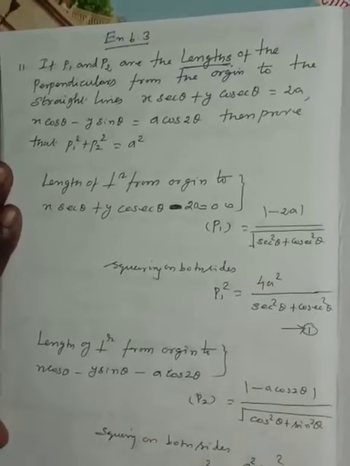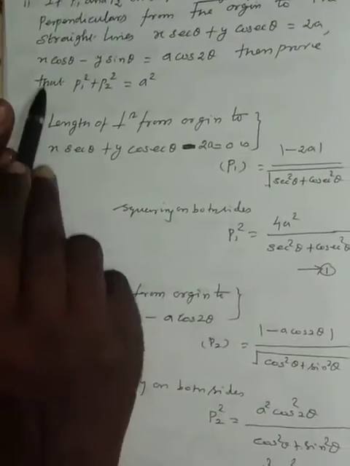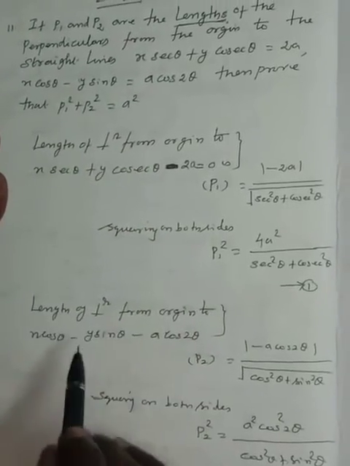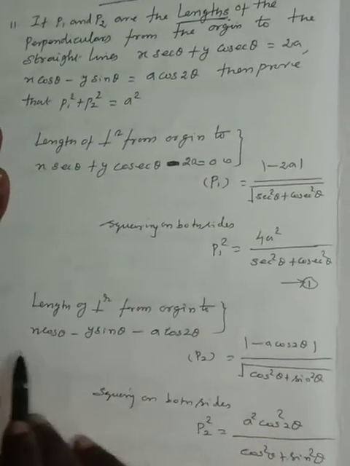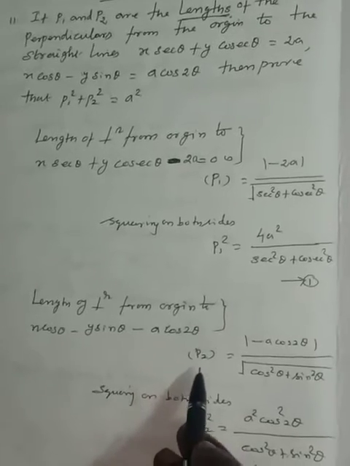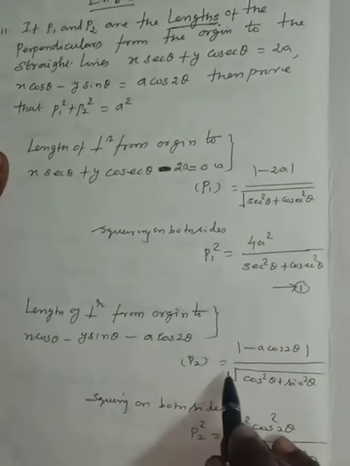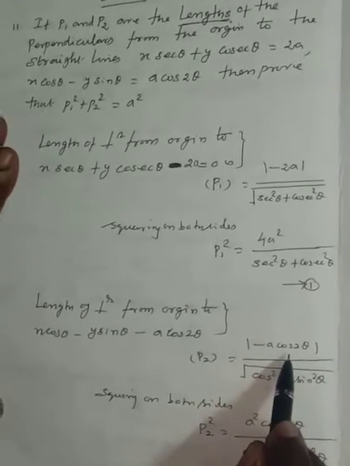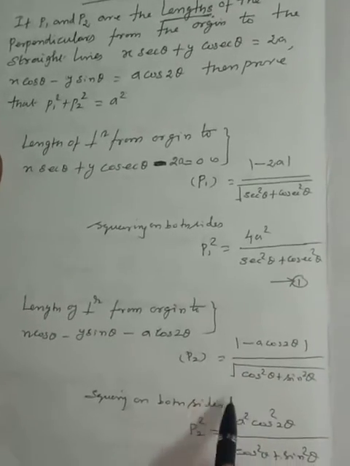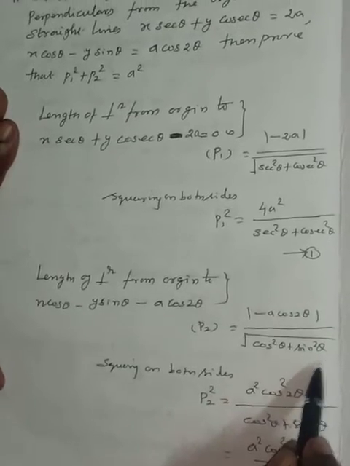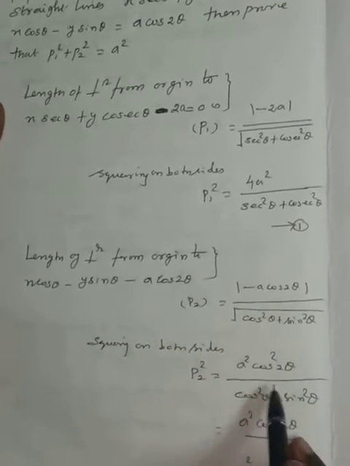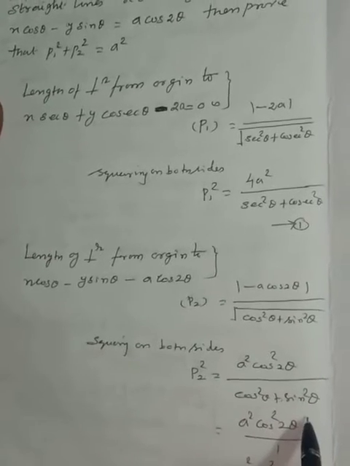Number this as 1. Take the second equation, x cos theta minus y sin theta is equal to a cos 2 theta. The length of the perpendicular from the origin to the second straight line is p2. P2 is equal to modulus of minus a cos 2 theta whole divided by square root of cos square theta plus sin square theta. Squaring on both sides, we have p2 square is equal to a square cos square 2 theta divided by cos square theta plus sin square theta.